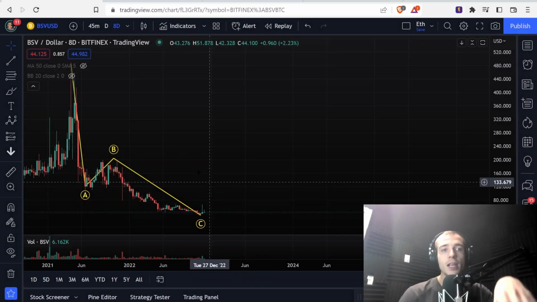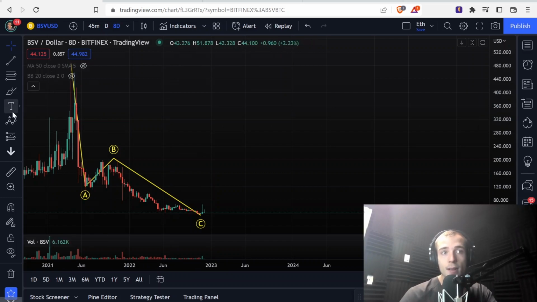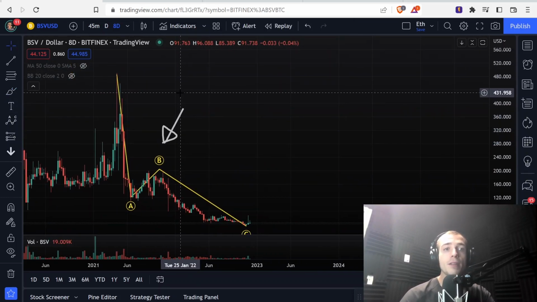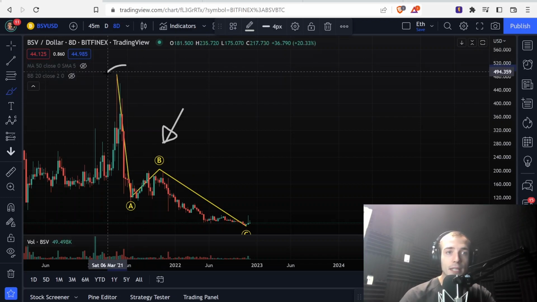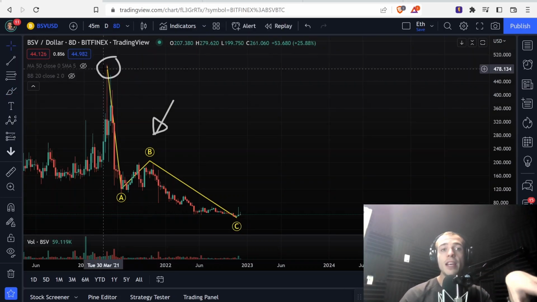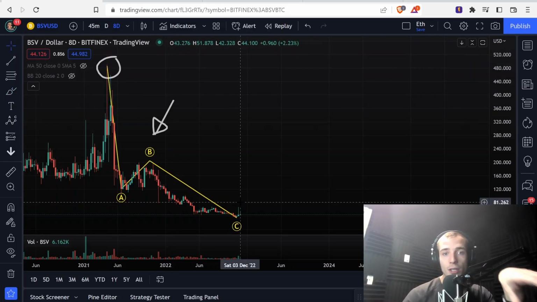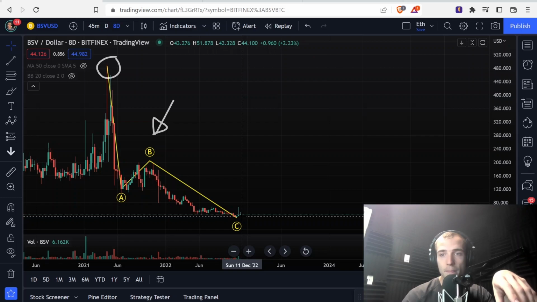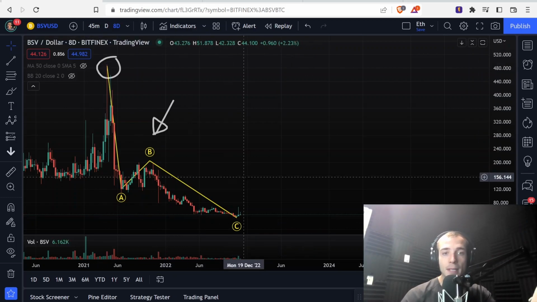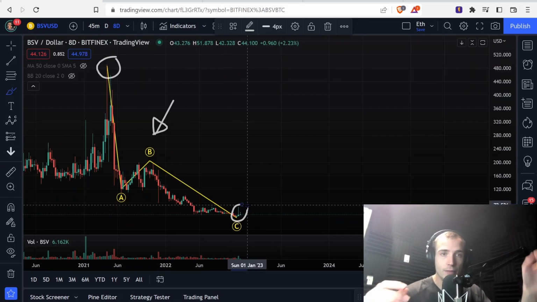So the very first thing I want to point out here is on the dollar pair, we do have an ABC correction down from our peak that occurred back in 2021. Now, obviously, the entire crypto markets were overvalued, at least in the short term here, at their peaks in 2021. And so BSV did go from being worth about $483 down to about $40. Now, this is a very, very standard ABC correction. As you can see, we're starting to get the potential signs of a reversal down here.